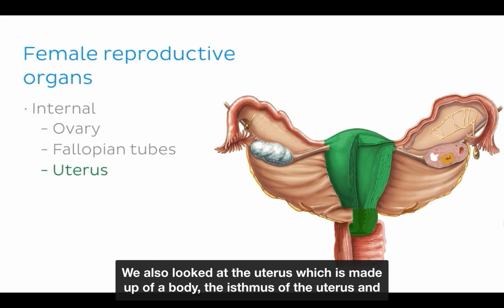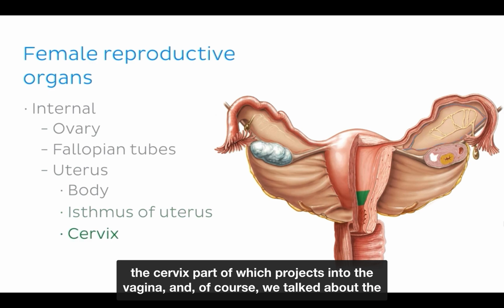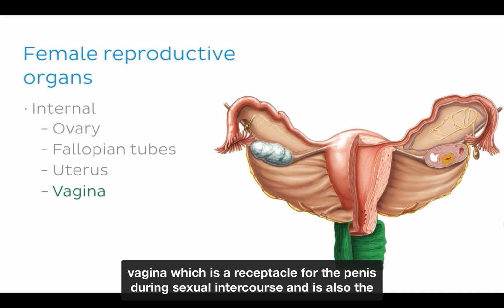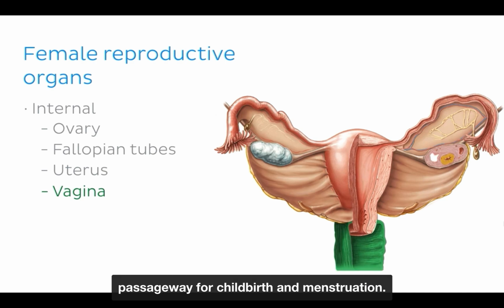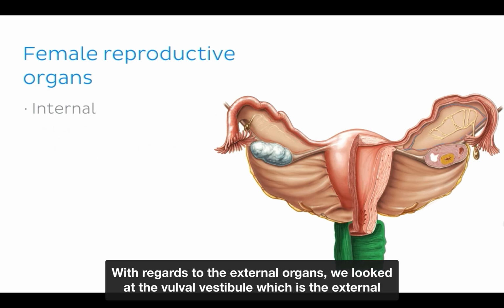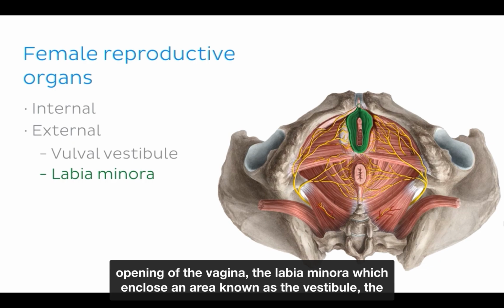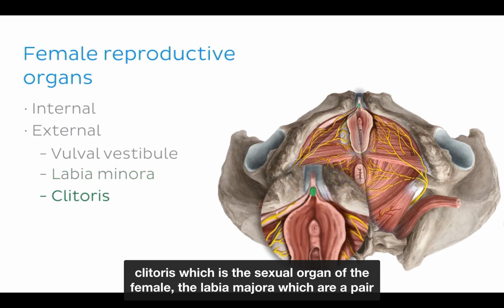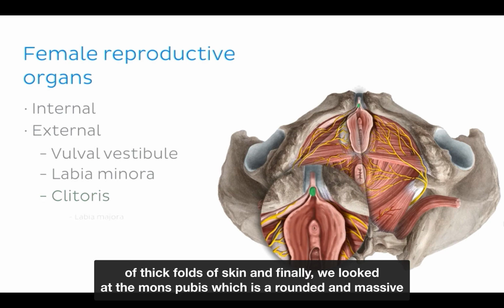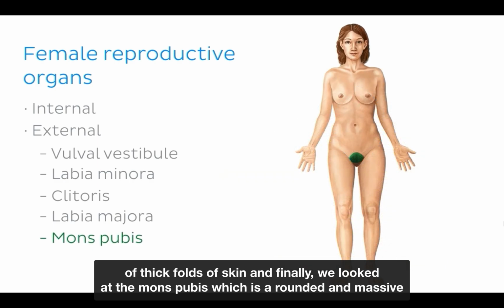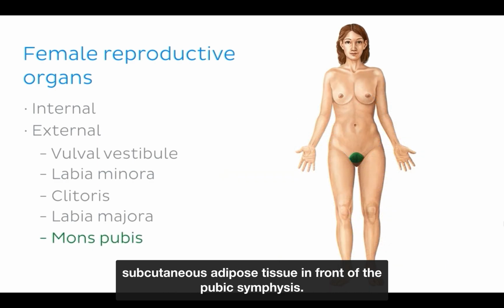We also looked at the uterus, which is made up of a body, the isthmus of the uterus, and the cervix, part of which projects into the vagina. And of course, we talked about the vagina, which is a receptacle for the penis during sexual intercourse and is also the passageway for childbirth and menstruation. With regards to the external organs, we looked at the vulval vestibule, which is the external opening of the vagina, the labia minora, which enclose an area known as the vestibule, the clitoris, which is the sexual organ of the female, the labia majora, which are a pair of thick folds of skin, and finally we looked at the mons pubis, which is a massive subcutaneous adipose tissue in front of the pubic symphysis.